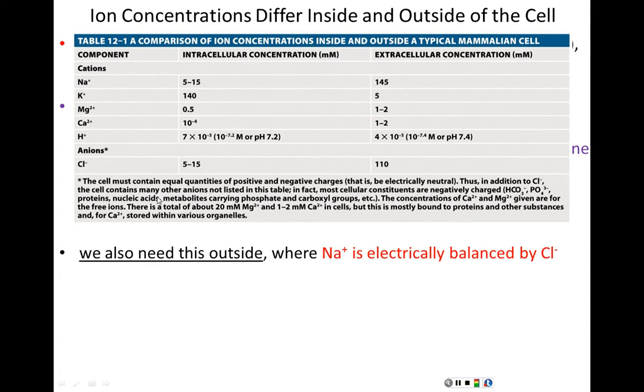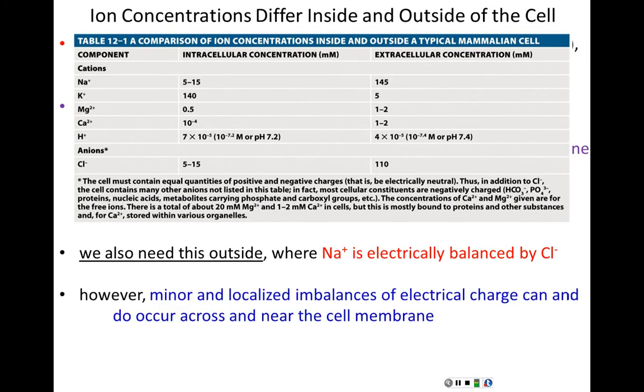We need this balance outside the cell too. We also need an electrically neutral environment outside the cell. There's a hell of a lot of sodium outside the cell, but there are almost equal amounts of chloride ion, and those two balance one another quite effectively. So chloride ion is the most common way to balance the positive charge outside of the cell.